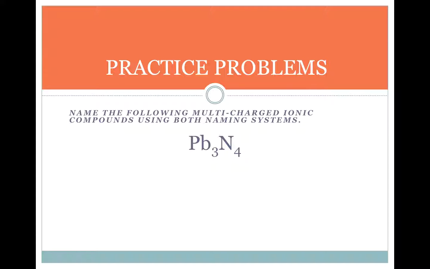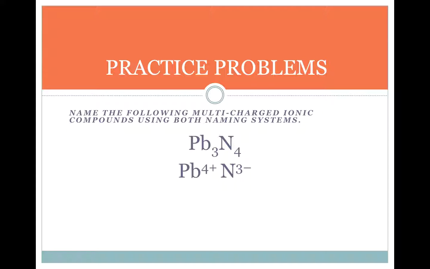Our next example we have Pb3N4. Again, lead is one of the ones that's on our yellow card, so we have to figure out what the charge of lead is. If we do reverse crisscross, we will see that lead will get a charge of plus 4, nitride will have a charge of minus 3.